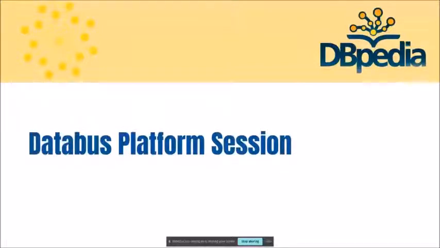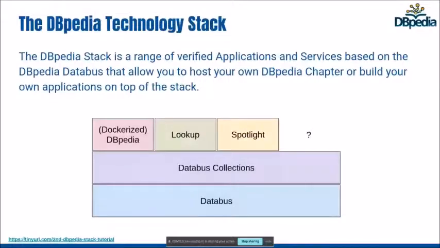I will first give a short introduction to the databus platform. First of all, a few words about the DBpedia technology stack. The DBpedia technology stack consists of the databus collections, and also a range of applications and services that you can run using Docker, and that allows you to replicate the DBpedia infrastructure, and that makes it also quite easy to extend this infrastructure or build your own applications on top of the stack.